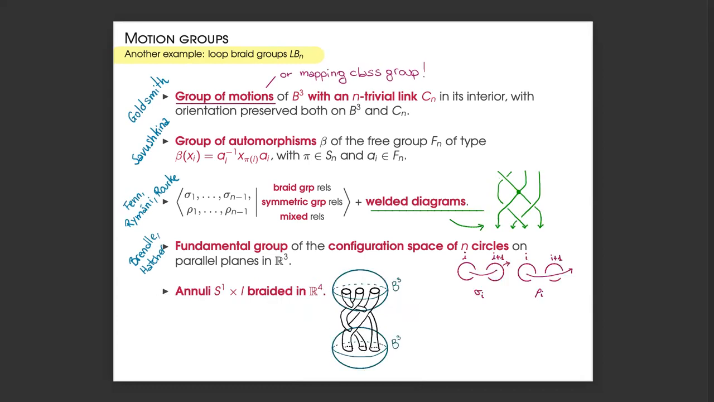Finally, we can think of loop braid groups as braided annuli, so S1 times I in R4, in a four-dimensional space. So here I have a picture that is highly illegal because it's a two-dimensional projection of a three-dimensional thing, which actually lives in R4. But you can see it as a sort of movie where you start in B3 and you just have circles. And at each slice, you only have, in this case, 3 circles that live in a whole B3, not in a plane. Each slice is a three-dimensional space.